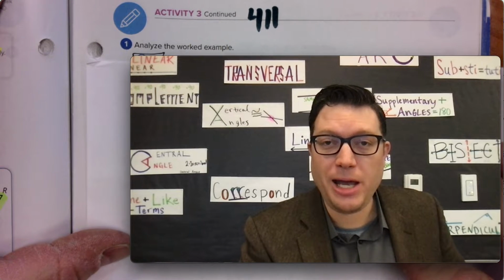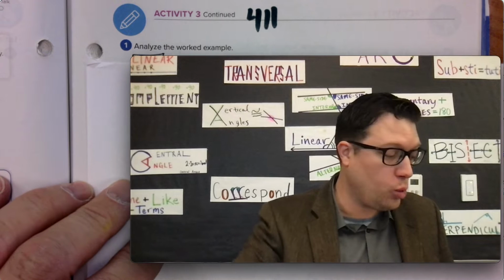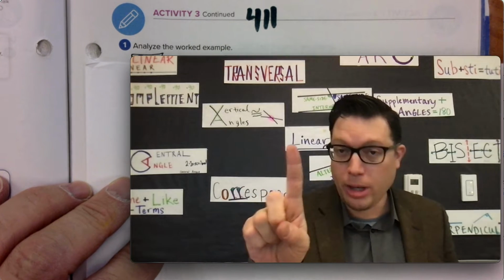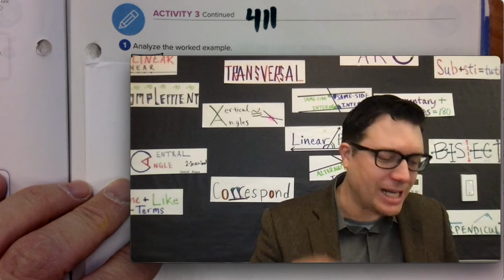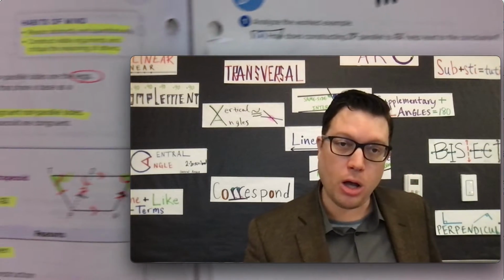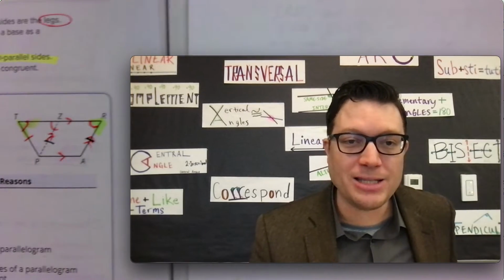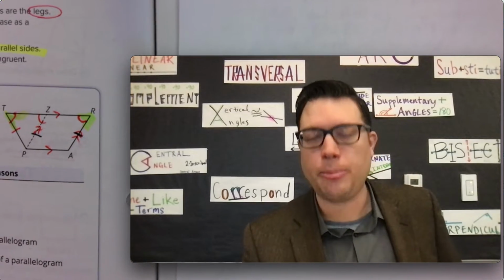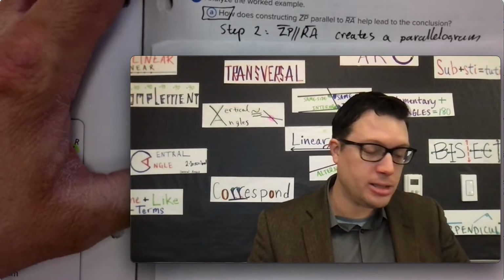Everybody, this is page 411, and we are continuing our conversation on what properties of trapezoids with one pair of parallel sides gives us. Let's analyze the worked example that we have from page 410 with TRAP and Z as the point on the middle of TR that creates a parallelogram and an isosceles triangle. And let's get into it.